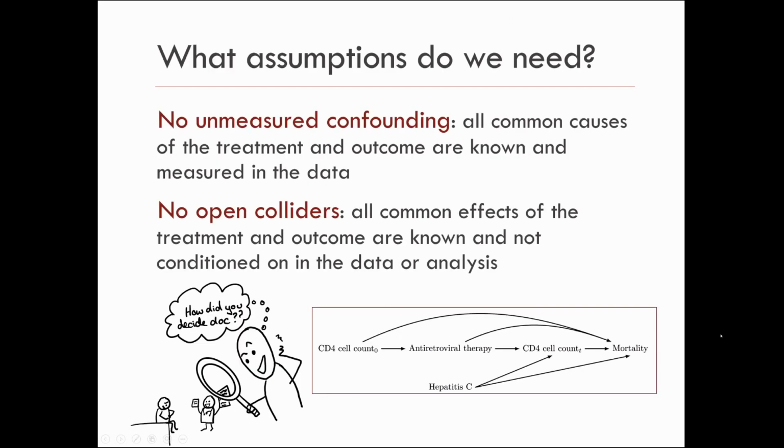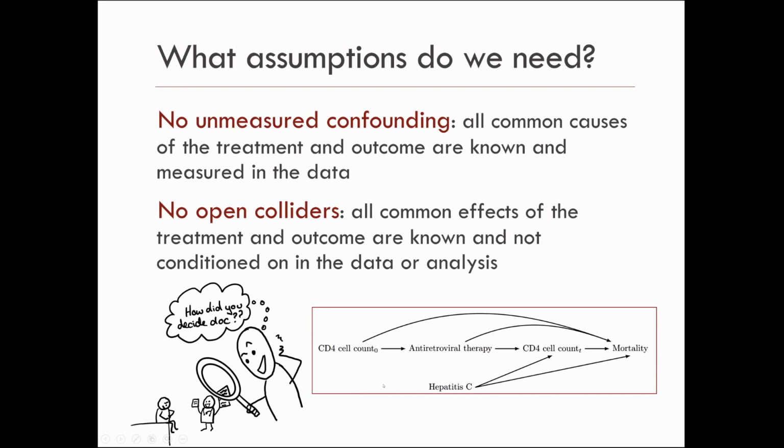So first of all, we need to make the assumption of no unmeasured confounding. So this means we have no common causes of our treatment and our outcome that aren't measured and known in our data. So for example, if we look at this schematic from before, we can see that CD4 cell count at time 0 is a predictor or a cause of antiretroviral therapy and a cause of mortality. So we need to make sure that that is measured and controlled for in our data.